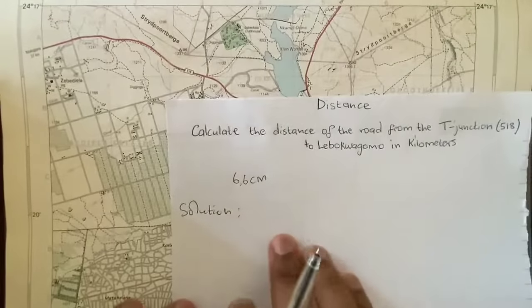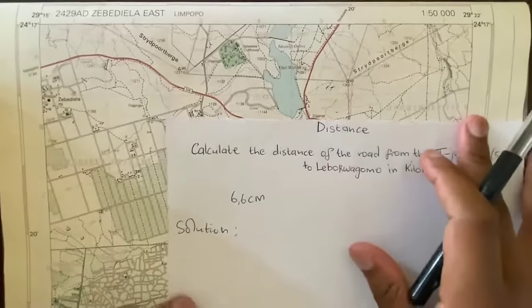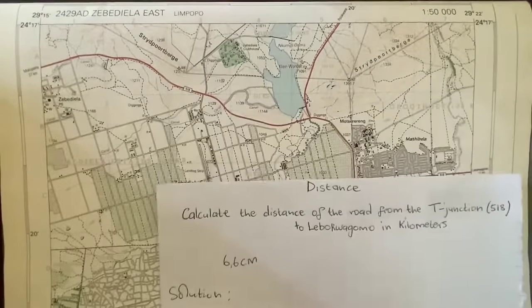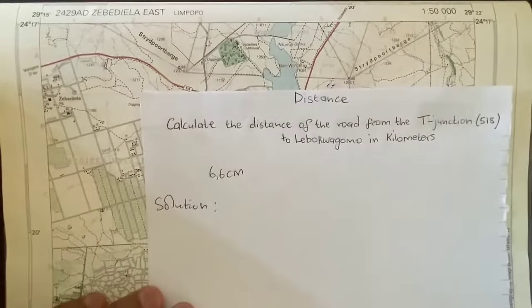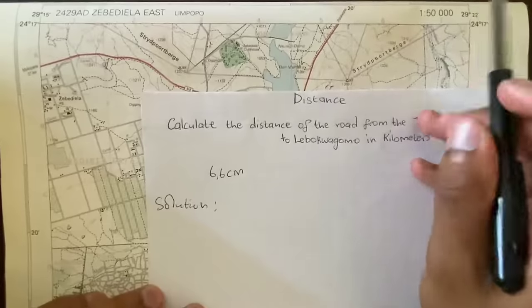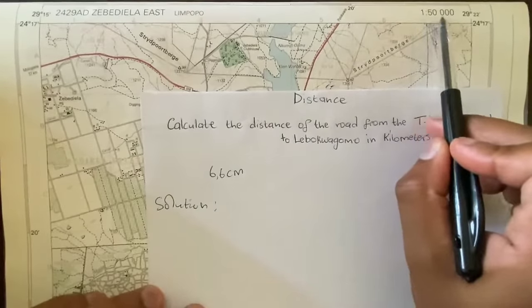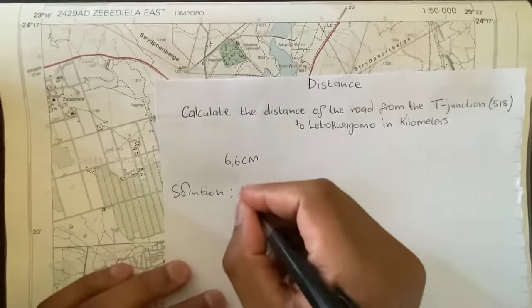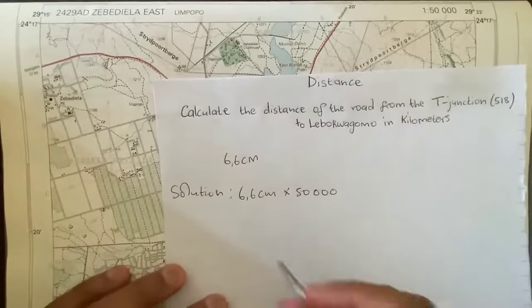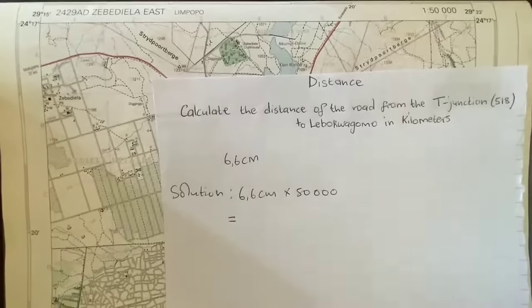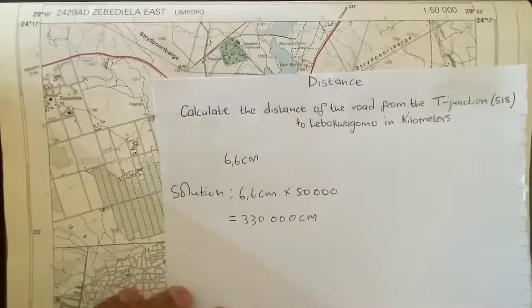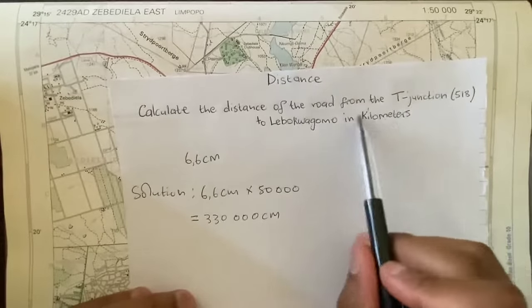Now remember, you are given a scale for every map that you use. In this case, 1:50,000 is our scale for this map. So how do I calculate the distance of this road? I need to take the distance that I measured with my ruler and multiply it by the scale, which is 50,000, because 1 centimeter represents 50,000 centimeters. So I'm going to say 6.6 centimeters times 50,000, which is already in centimeters. When I punch this in my calculator, I get 330,000 centimeters. But when you go back to the question, the distance is needed in kilometers.